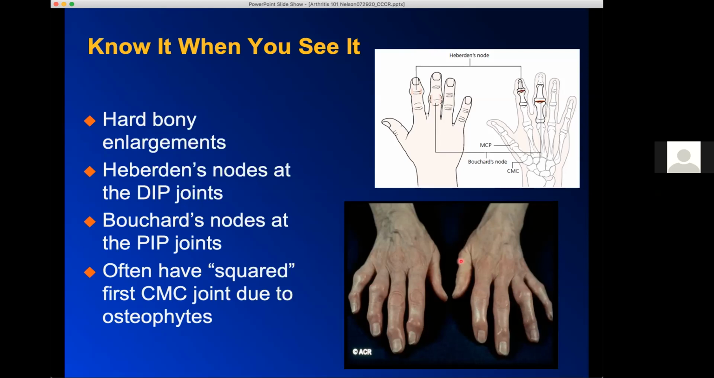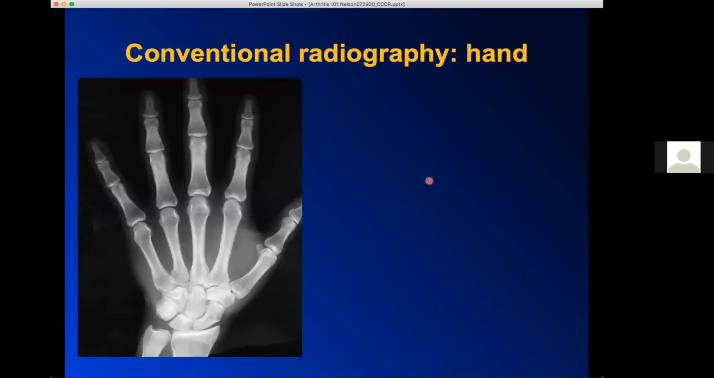And the CMC joint can start to look kind of squared off. So instead of being round and sort of the usual shape, it gets kind of squared, and it's related to changes in the joint space itself, which I think I have a picture of. So this is a normal hand. Another thing we often forget to do is orient learners to what normal looks like. So this is just a hand x-ray held up. So again, MCPs here, PIPs, DIPs up here, the CMC joint is right here, the wrist is here. And so you can kind of appreciate that the joint spaces are pretty uniform throughout. Everything's sort of lined up in straight lines, all the rays are straight, and it's all pretty regular.